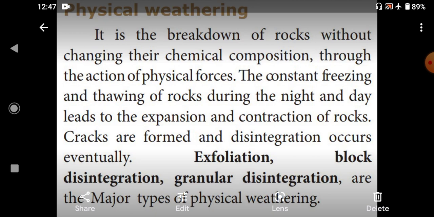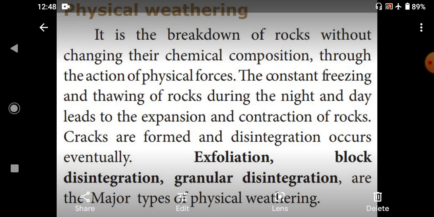Now listen here. Physical weathering is the breakdown of rocks, without changing their chemical composition, through the action of physical forces. The chemical composition won't change. Only through the action of physical forces, some of the rocks will break. That is called physical weathering.